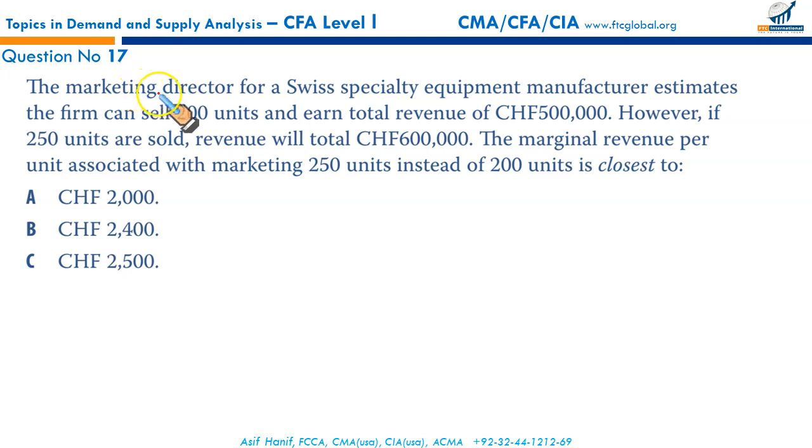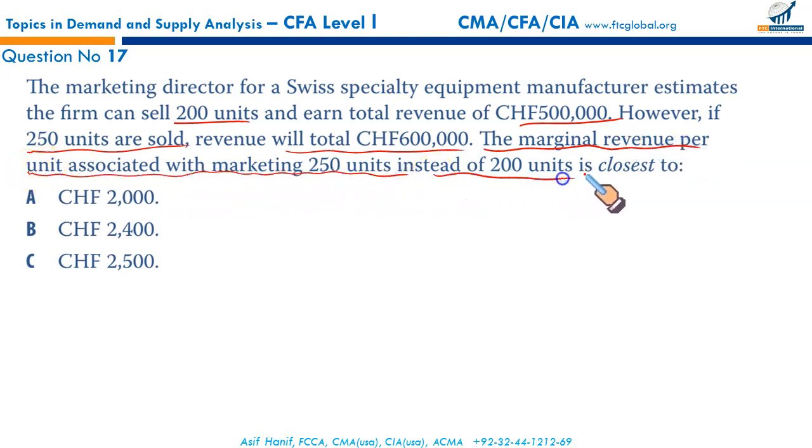The marketing director for a Swiss specialty equipment manufacturer estimates the firm can sell 200 units and earn total revenue of 500,000. However, if 250 units are sold, the revenue will total $600,000. So we need to calculate the marginal revenue per unit associated with marketing 250 units instead of 200 units. It's a fairly straightforward question.